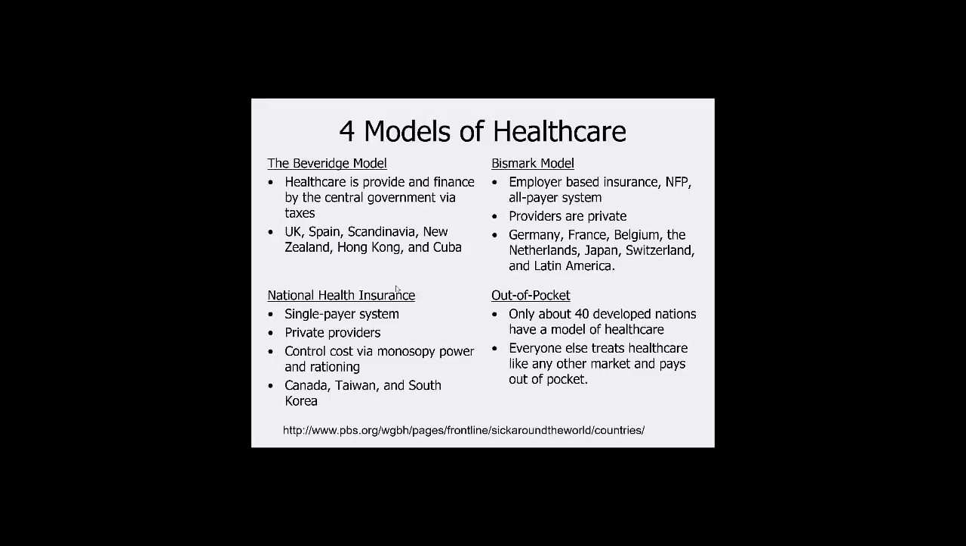The interesting part about the United States is that it has a piece in essentially all of these, right? It has one where healthcare is provided and financed by the central government via taxes. That's the VA system, the Veterans Affairs system. It has national health insurance when you think about Medicare and Medicaid. It has employer-based health insurance when you think about what you get from your employer. And then we have other people who just have straight out-of-pocket expenditures where they have no insurance at all and they're willing to pay for the visits.